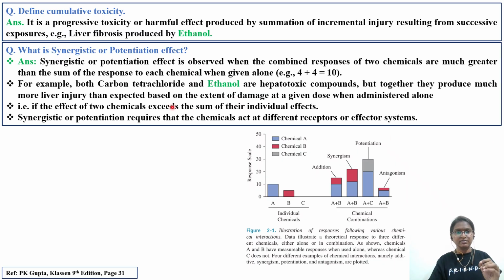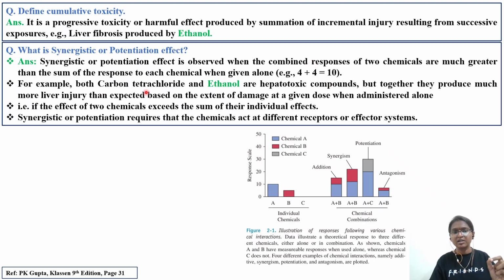Okay. Then next we will see what is synergistic and potentiation effect. Here in the diagram you can see synergism as well as potentiation. A synergistic or potentiation effect is observed when the combined responses of two chemicals, as I told you, chemical X and chemical Y, or drug A plus drug B, are much greater than the sum of the response to each chemical when given alone. Here you can see response A plus B. This is A, this is B. When you combine A plus B, the overall is more than expected. Generally it should be 4 plus 4 is 8, but it is 10.